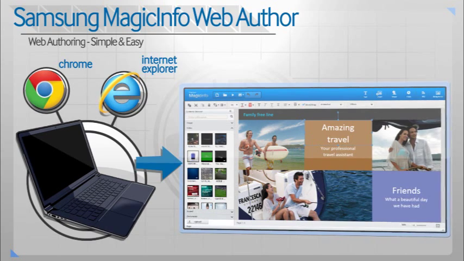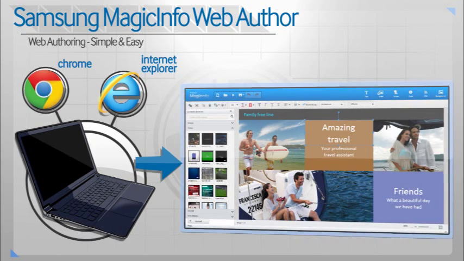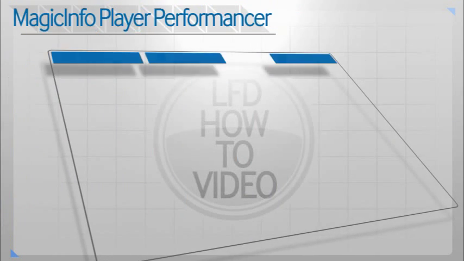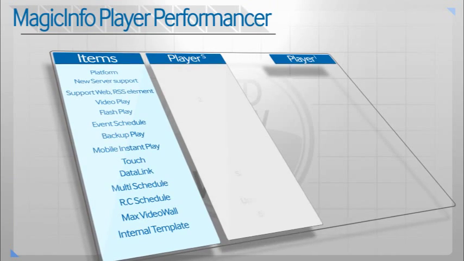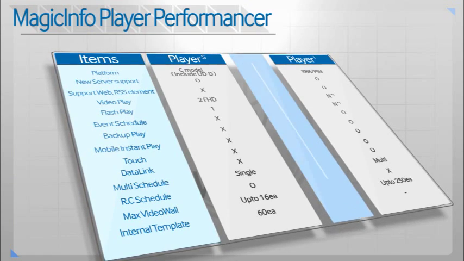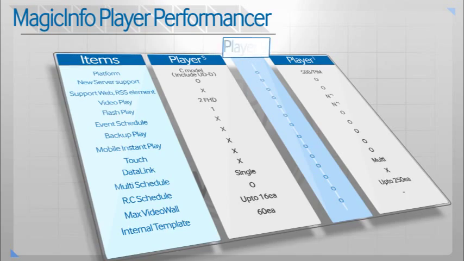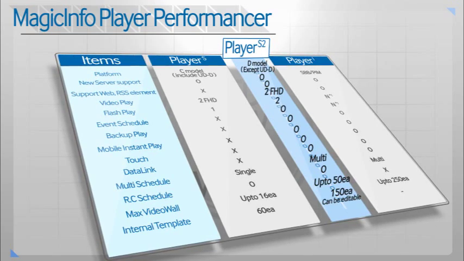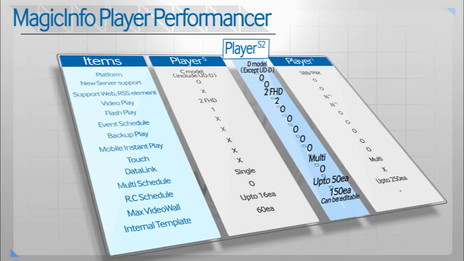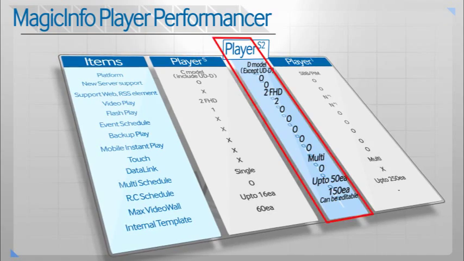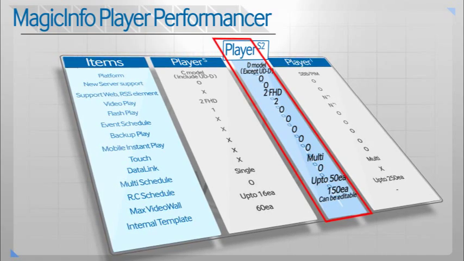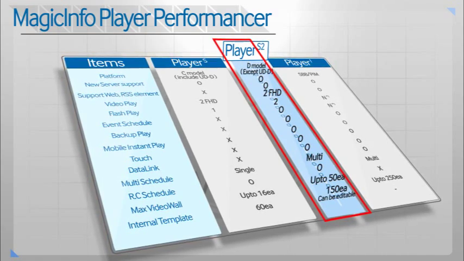For this chapter, we'll focus exclusively on Magic Info Author. Keep in mind that when you're using Magic Info Author, your options will be limited to the players that you're using. Thus, you might see different options for S, S2 players, or I player. For this tutorial, we will be creating contents for the S2 player.